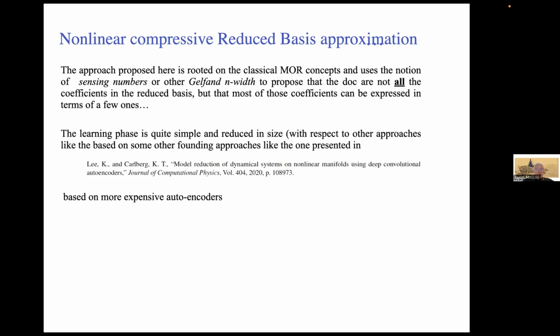So this learning phase is actually quite simple and reduced in size because, as I told you, we have 130 coefficients to learn with respect to 10 degrees of freedom, which means that this can be learned quite easily, actually more easily than in other approaches where they use this type of neural network or deep autoencoder that require much more information. And due to the autoencoder, this was much more expensive.